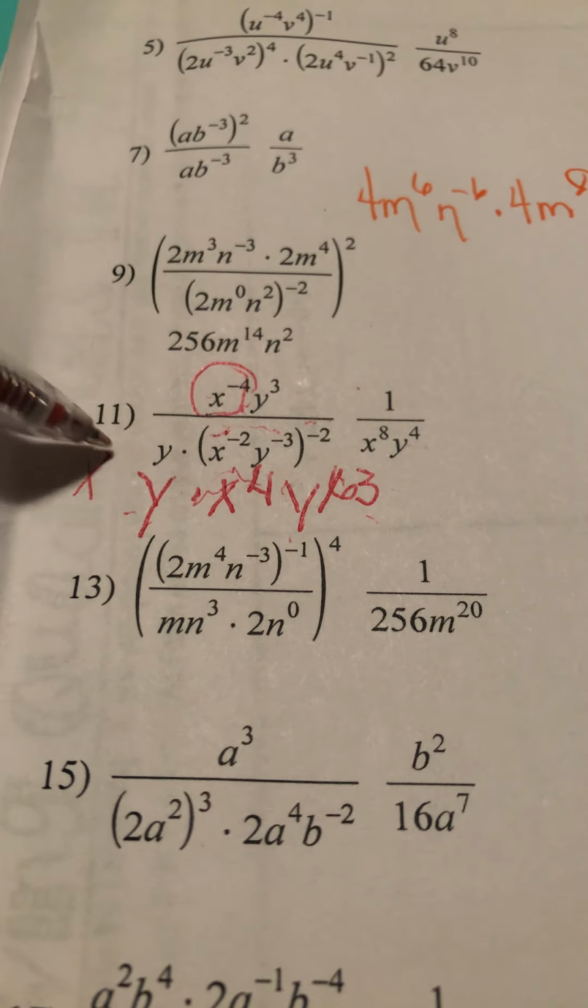And then this v will cancel into this v, making it v to the 3rd power. So that would be your answer. You can see here that that worked out.